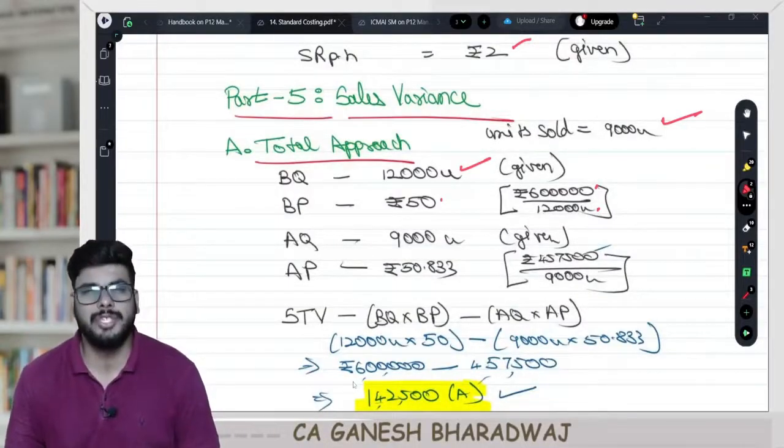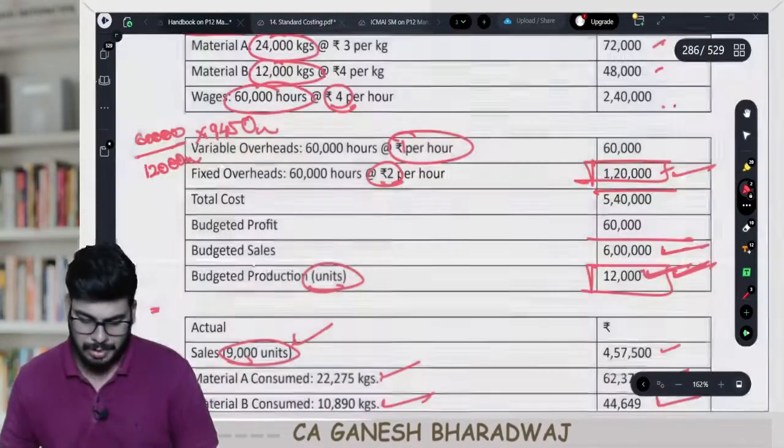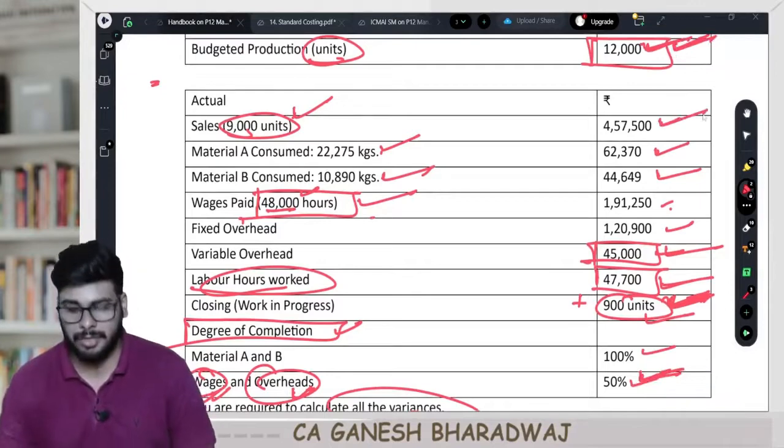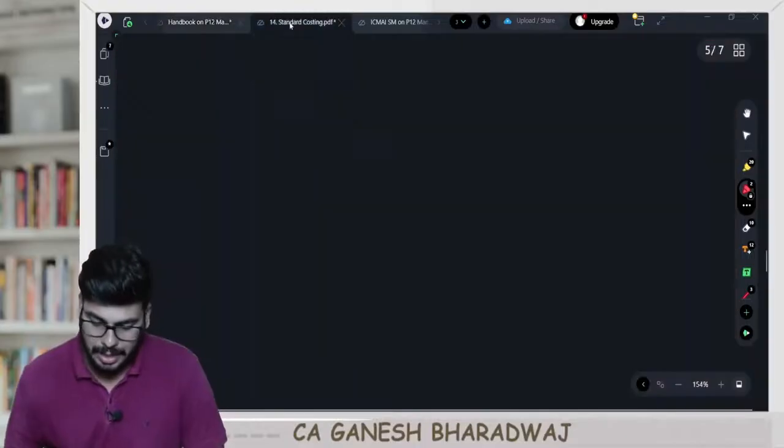Actual quantity, how many units were actually sold? 9,000 units. And what is the actual price? So now it's not directly given, but the actual sales figure is given. 4,57,500. Actual units is also given as 9,000. Divide the two, you get the actual selling price. So how much is that?